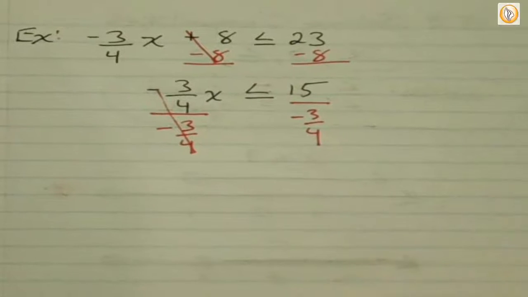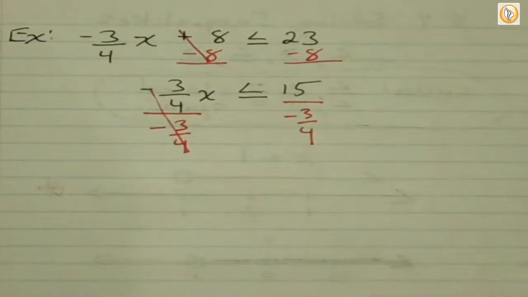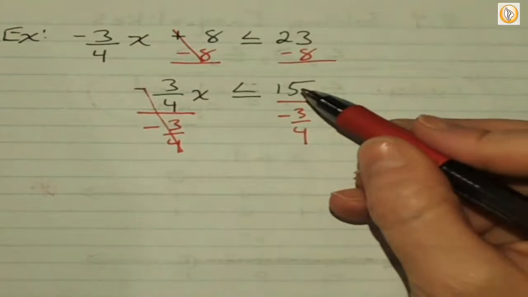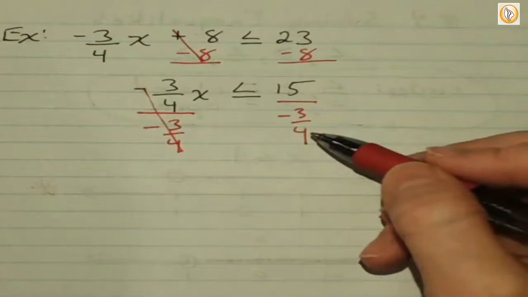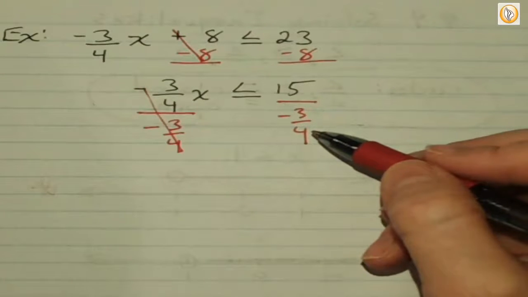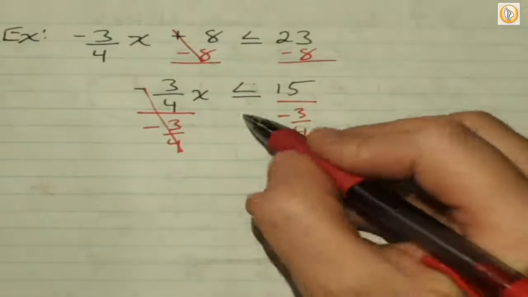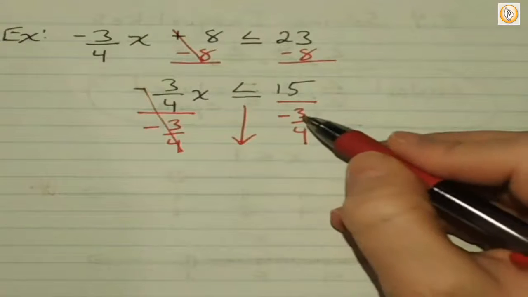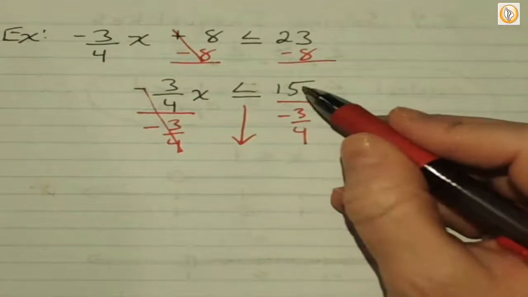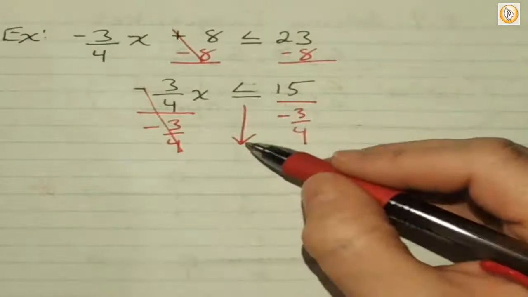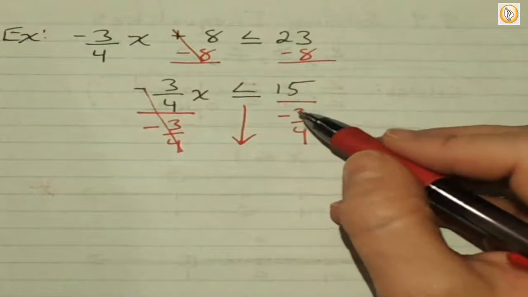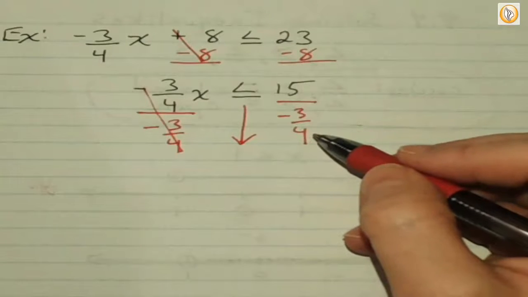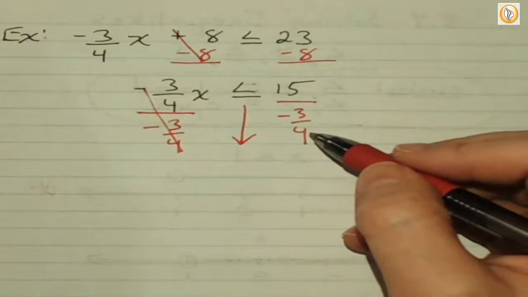Now, here's another common mistake that even my Algebra 1 students make. We are dividing 15 by negative 3/4. This is a negative, so we are going to flip this sign, but before we do that, let's solve this. We're dividing by a negative, so we are going to flip the sign. But here's how you solve this, and y'all better pay close attention, because my students mess this up every time.